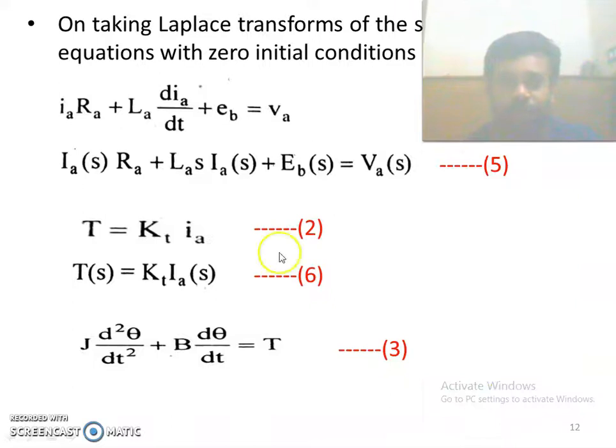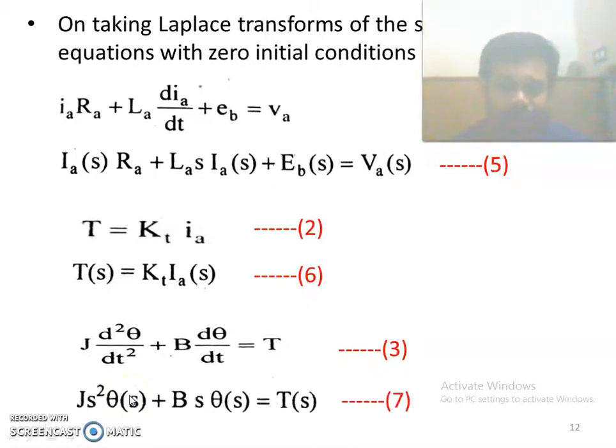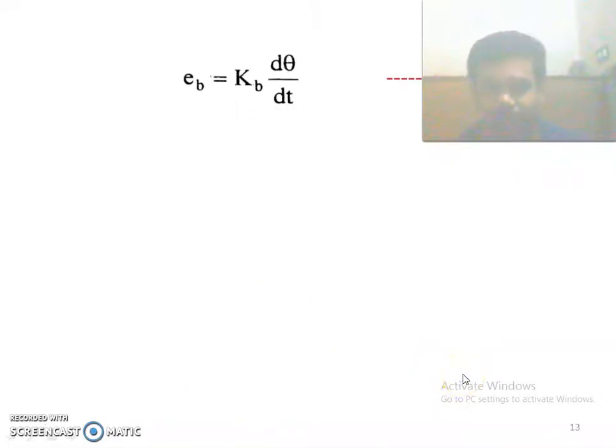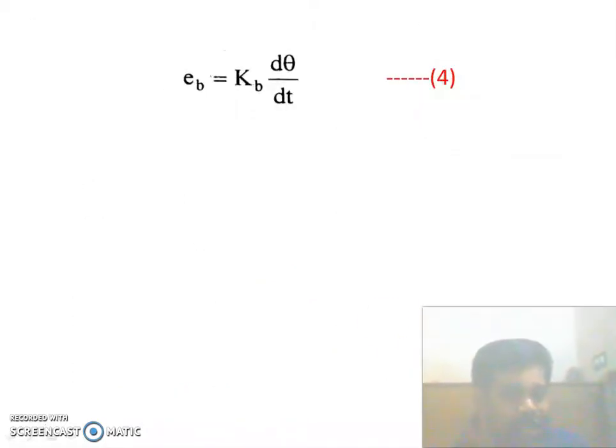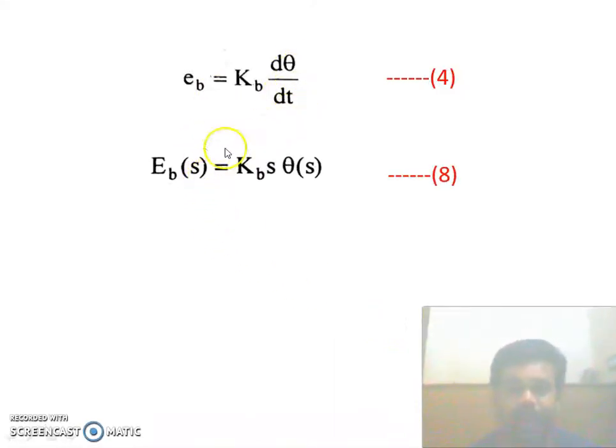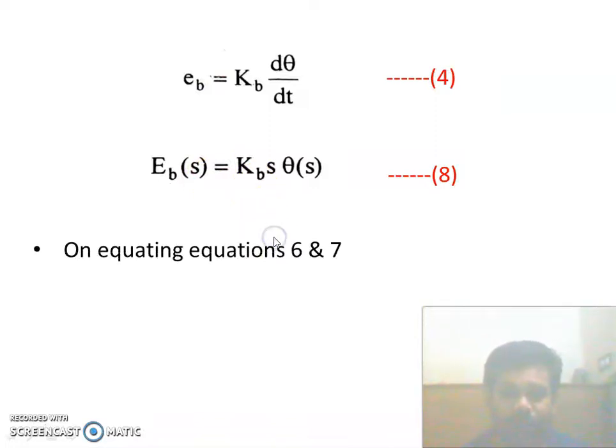Then we apply the Laplace transform to the differential equation J d square theta by dt square plus B into d theta by dt is equal to T. So we will get J into S square into theta of S plus B into S into theta of S is equal to T of S. We are taking it as equation 7. The back EMF EB is equal to KB into d theta by dt, so EB of S is equal to KB into S into theta of S.